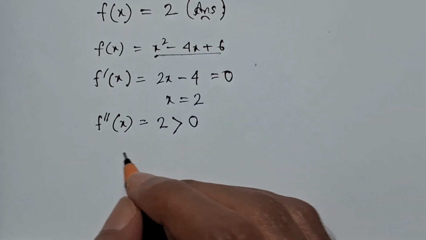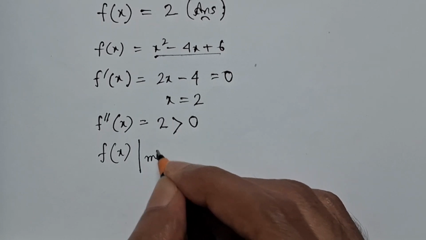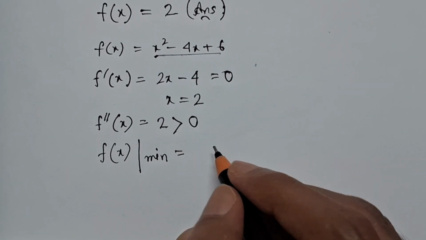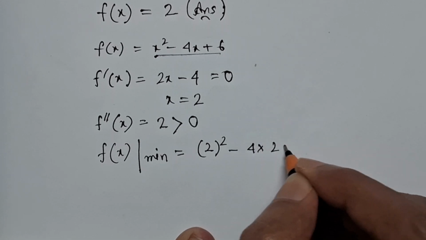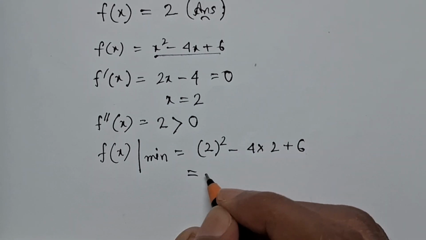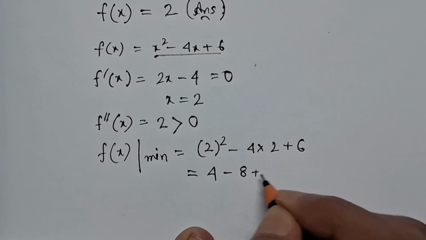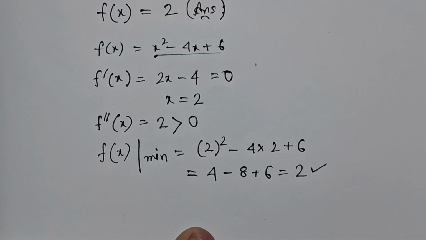We have the minimum equal to 2 square minus 4 into 2 plus 6. Solving it, we get 4 minus 8 plus 6, that is equal to 2. This is also the answer.